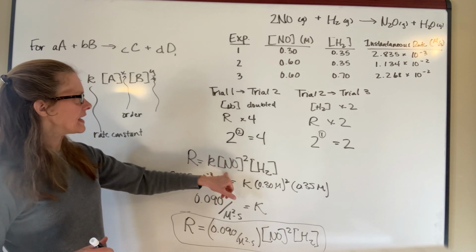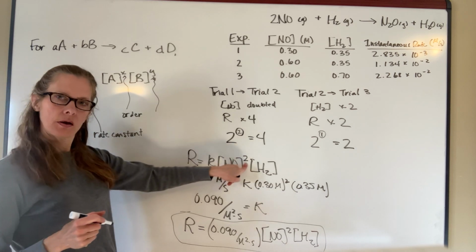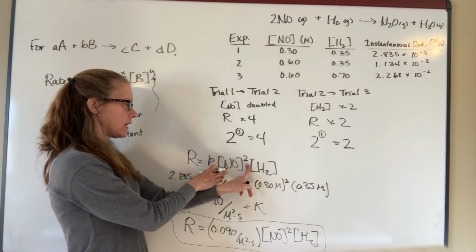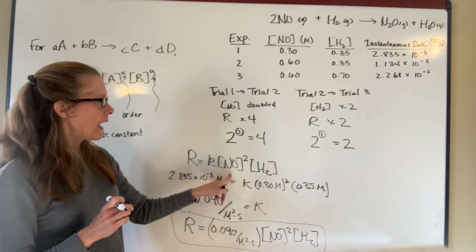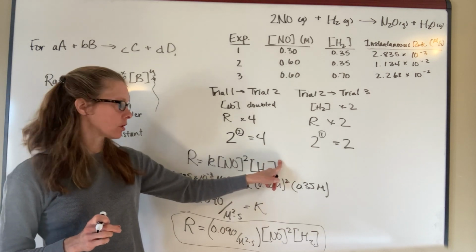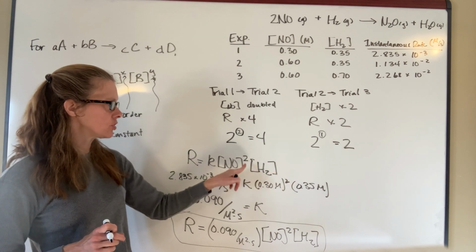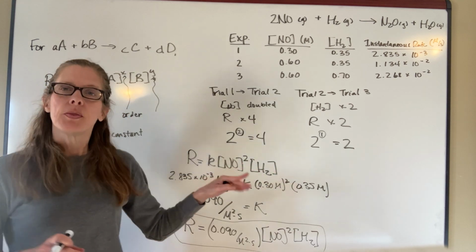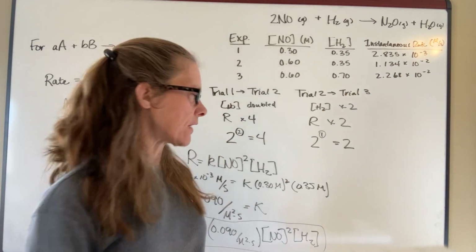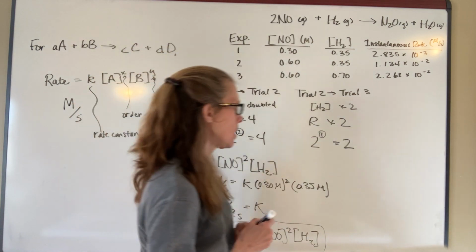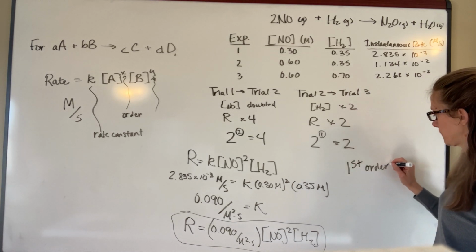So the NO, when we found that it has this 2 up here, we say that the rate is second order with respect to NO. And we say that the rate is first order with respect to hydrogen, okay? So the rate order of 1 for the hydrogen, rate order of 2 for the NO. Then I can also have an overall order for the entire reaction, and all I have to do is add those together.